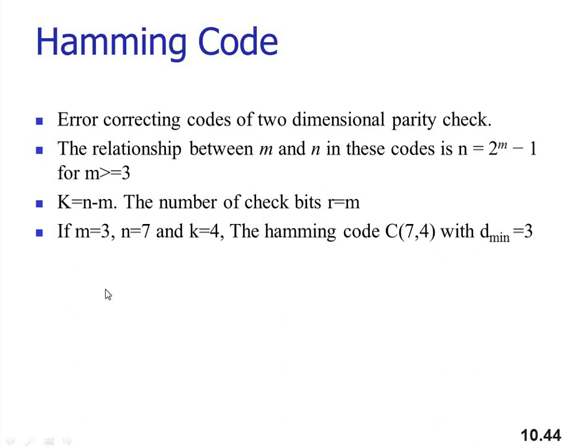If you consider m as the redundant bits that are added, then here 7 is the total number of bits and 4 is the data. The number of check bits m is n minus k, which is 3, and that will give you the d minimum.